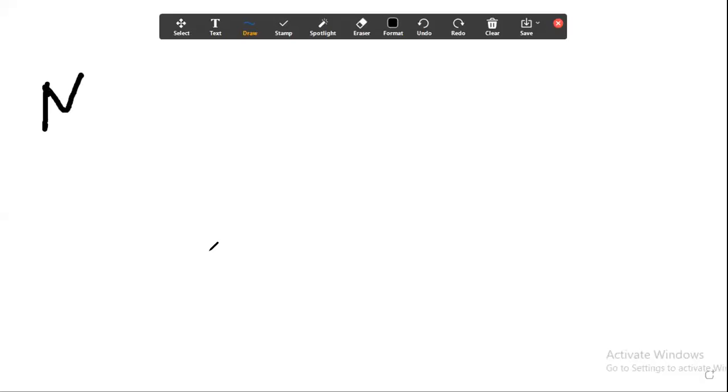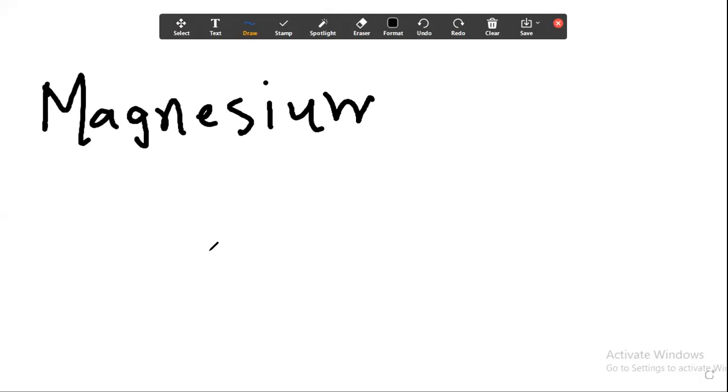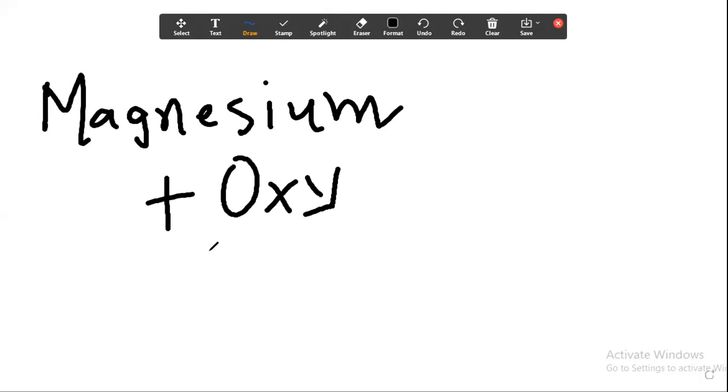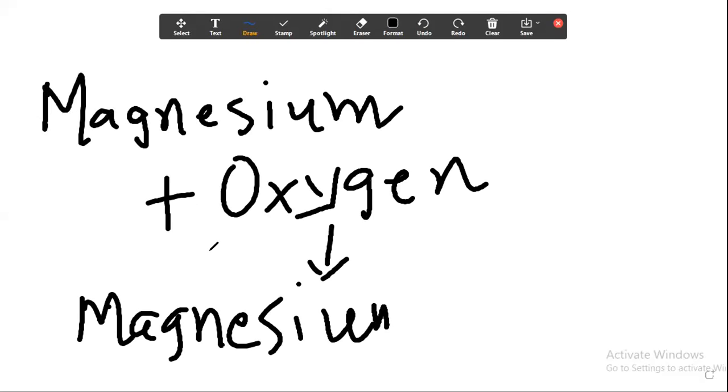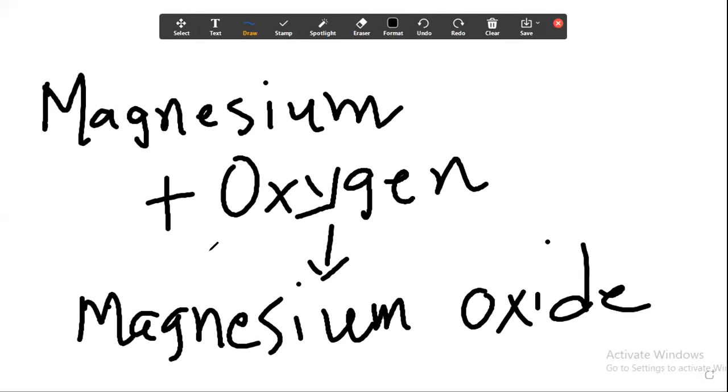We know that magnesium ribbon, right? I believe this experiment was done by Urmi ma'am last year. Magnesium plus oxygen, okay, gives you magnesium oxide. This is the word reaction, magnesium oxide.